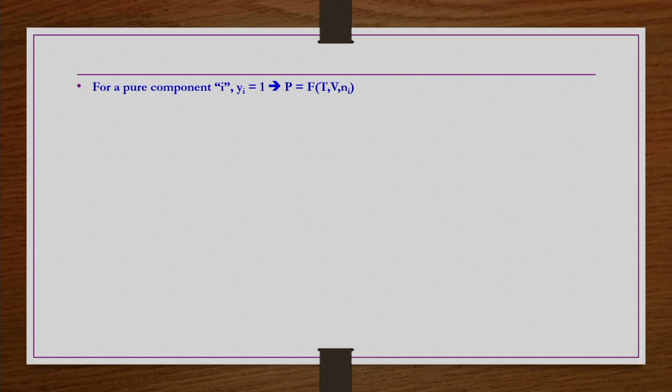So, for a pure component i, how do we get the fugacity of that pure component i if the equation of state is available in a pressure explicit form? That part we will see now. For a pure component i, yi equals 1 and Ni equals Nt, because there is only one single component, in pure form. So, the equation of state will have the form P as a function of temperature, volume and Ni, the number of moles of that pure component i.